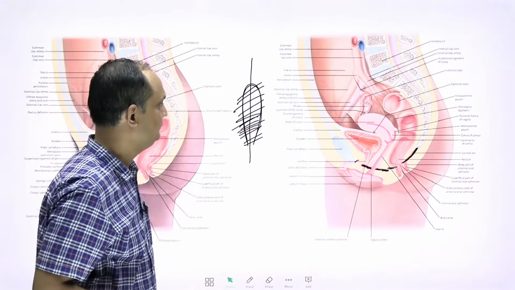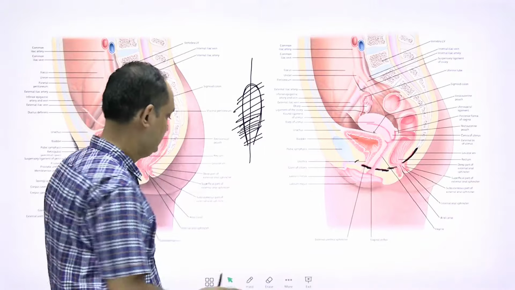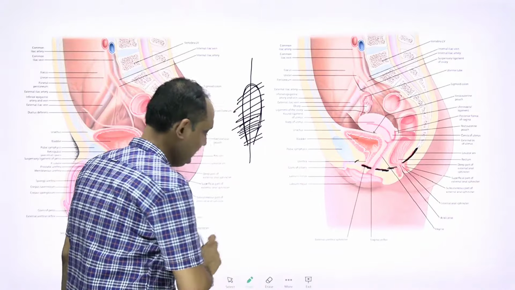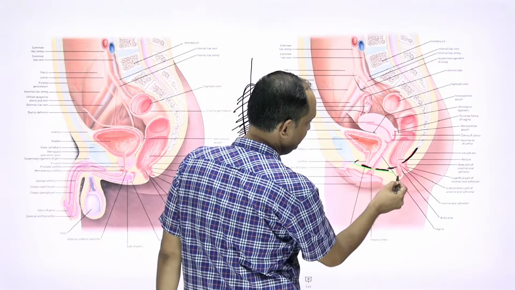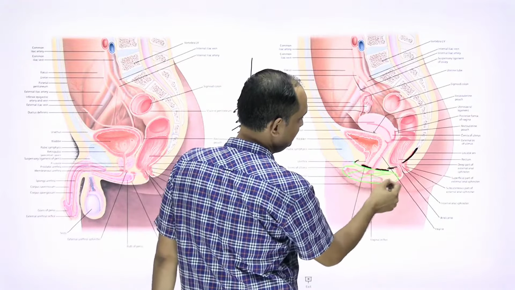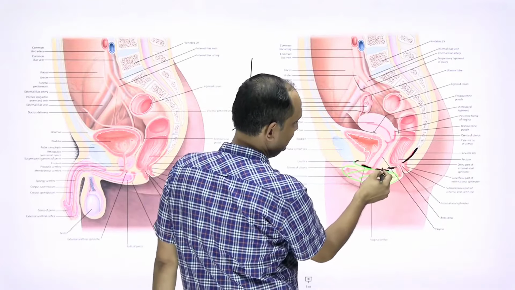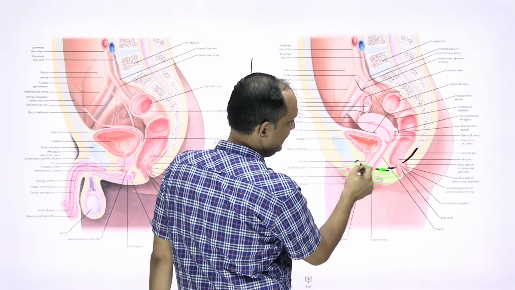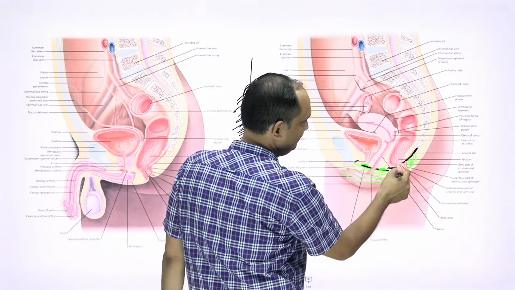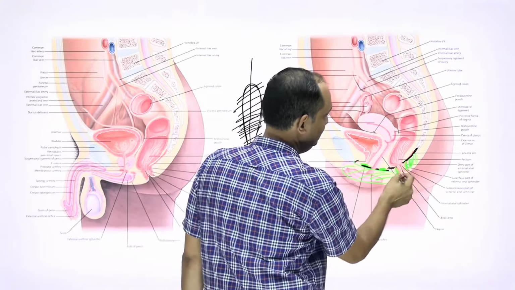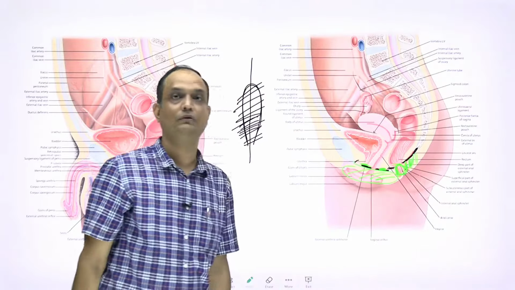So in case of this female pelvis section, if I have to mark the areas, you will find that this is your superficial perineal pouch, this area here is the deep pouch, and this is your lower part, below the pelvic diaphragm. So this is your perineum, where you will have the opening of the anal canal.